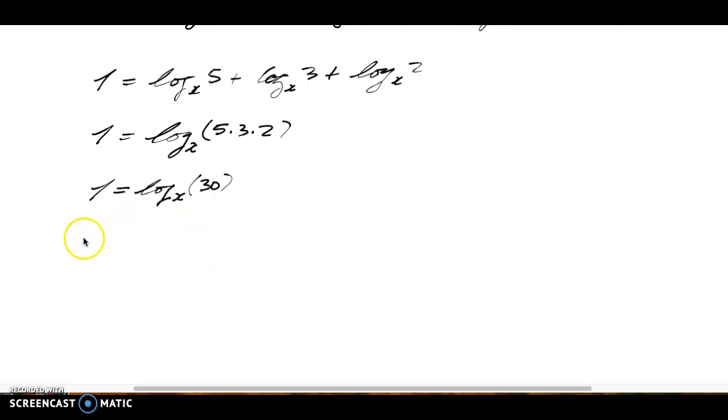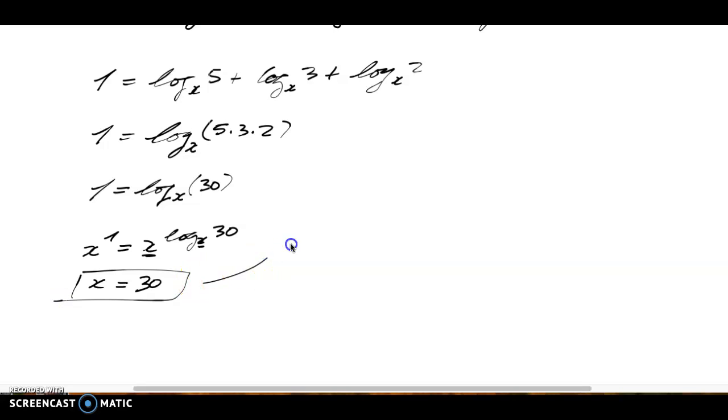So guess what? Now I raise everything to x: x to the 1 is equal to x to the log base x of 30. By the definition of what logs are, this base and this base are the same, so the argument comes down. x is equal to 30. So done. We know that x equals 1 works, or x is equal to 30, and there you go.